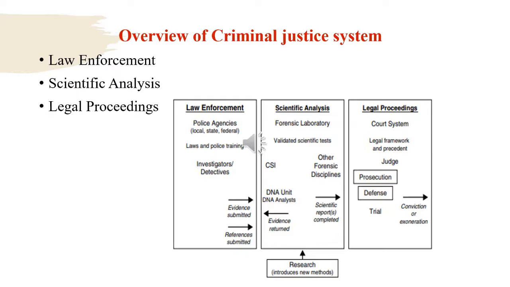The criminal justice system consists of three broad areas: law enforcement, scientific analysis, and legal proceedings. Law enforcement consists of investigators and detectives who serve in the police department. They submit the crime scene evidence to forensic laboratories. The forensic laboratories compare this evidence to reference samples or DNA in the databases. A scientific report is then generated. Legal proceedings depend upon the scientific report and are presented in front of the court.